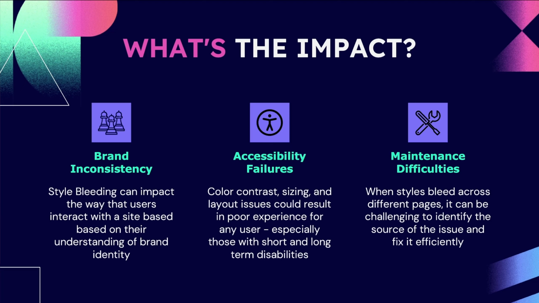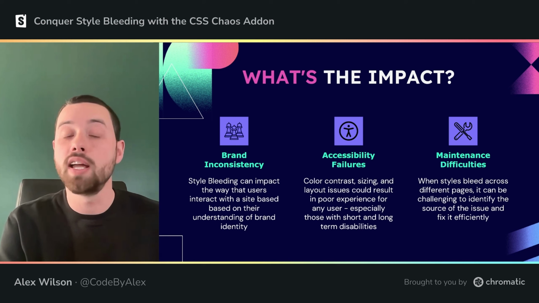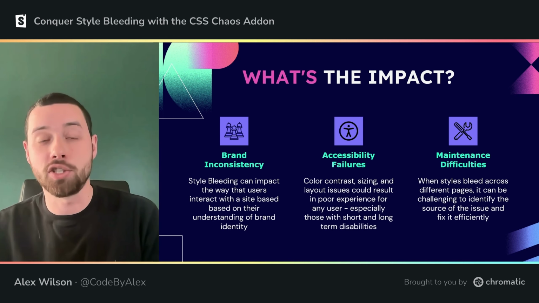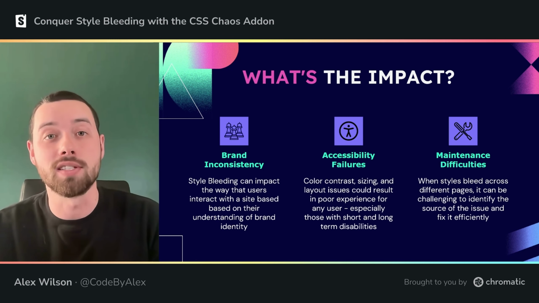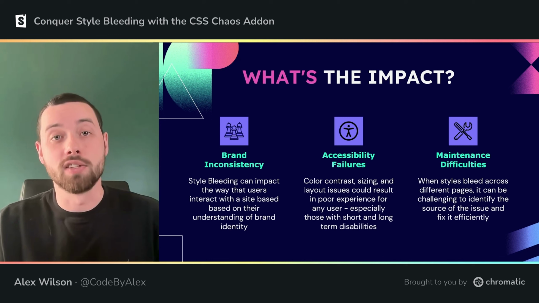Well, first we have brand inconsistency. We want to make sure that the components that we're building within our component library and we're seeing in Storybook look the same way there as they do within the application when the users are actually interacting with the site. And that's not always the case, especially when style bleeding is involved.